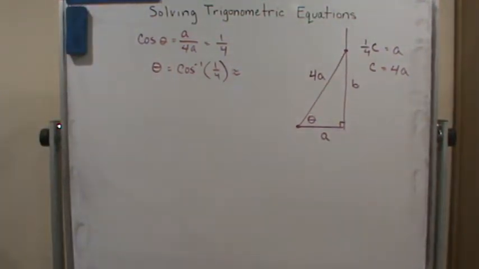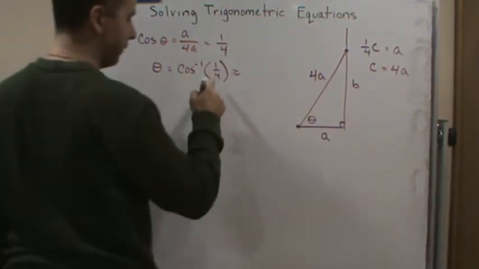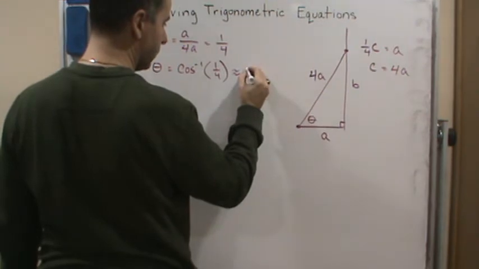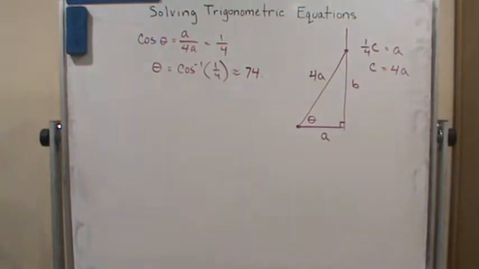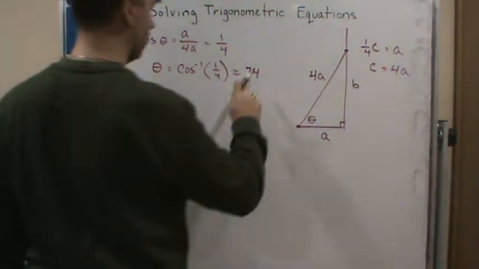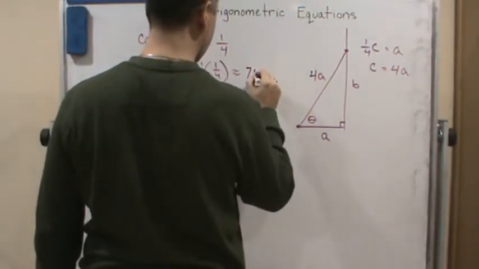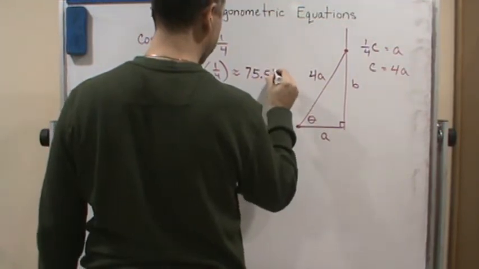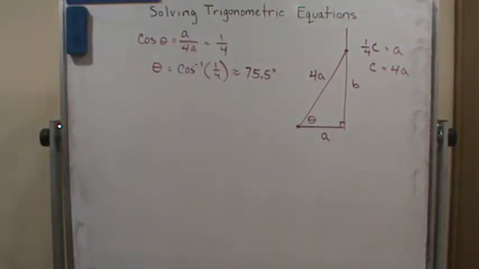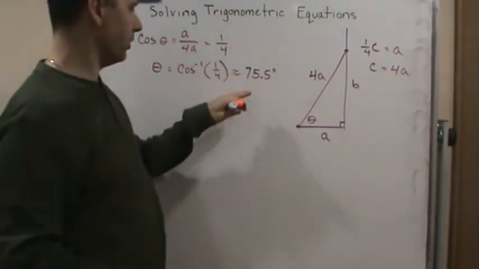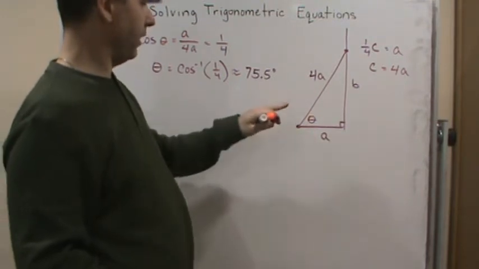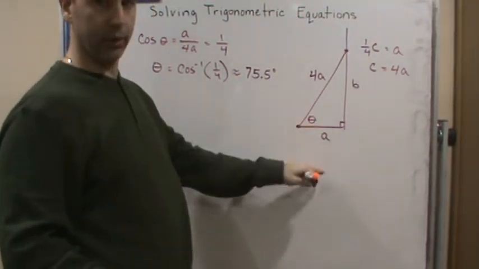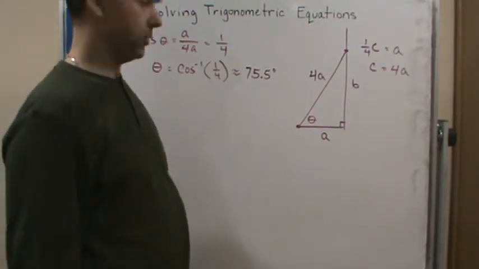And what do we get? We get approximately 75.5 degrees. And again, if you're in degree mode, it'll give it to you, or if you're in radians, you'll have to convert it, but it's 75.5 degrees. Okay, so that's the angle. As long as your ladder makes this angle with the floor, then you'll be in compliance with OSHA regulations. That's basically what we're saying.